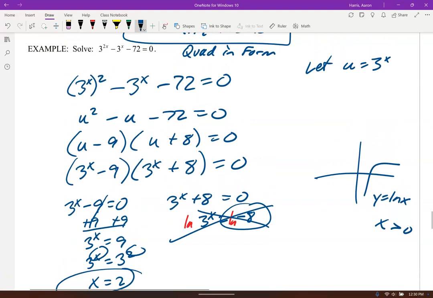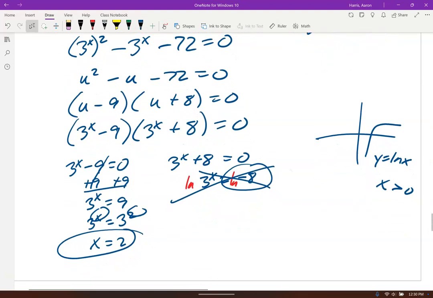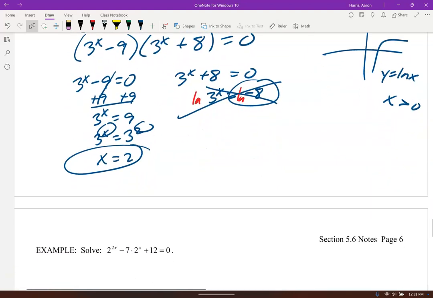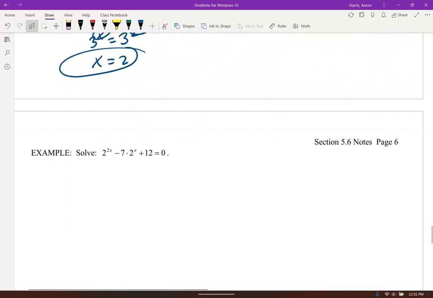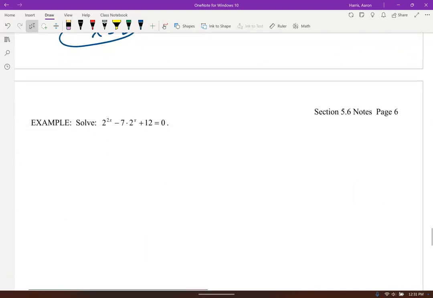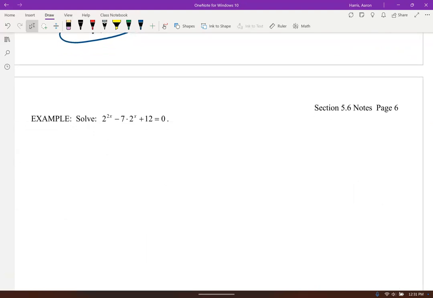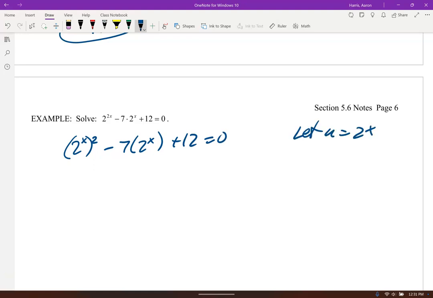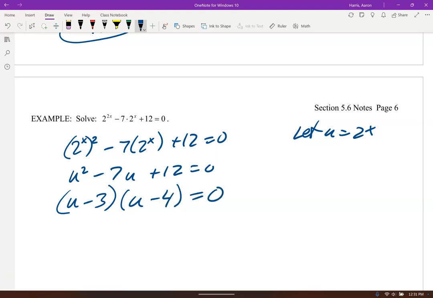And you could go ahead and plug it back into the original, make sure that that satisfies the original. And it does. X does equal 2. Let's go ahead and do this 2 to the 2x similarly. So this is the same as 2 to the x squared minus 7 times 2 to the x plus 12. We're going to let u be 2 to the x. So we got u squared minus 7u plus 12. In other words, u minus 3, u minus 4 is how that would factor.